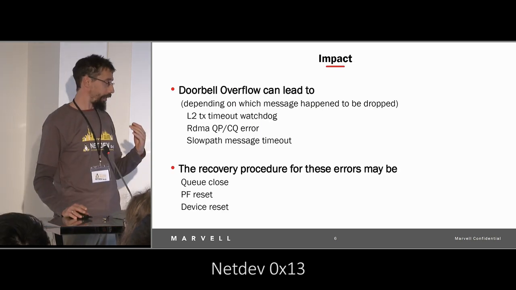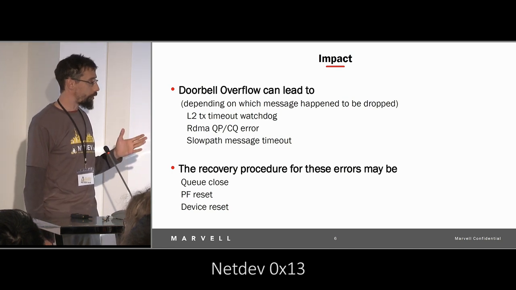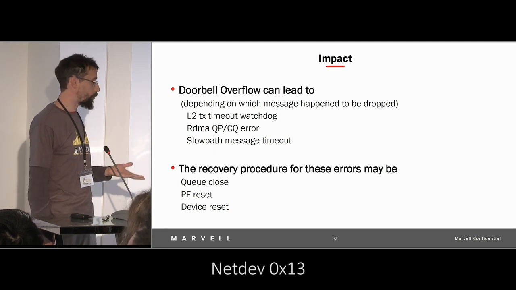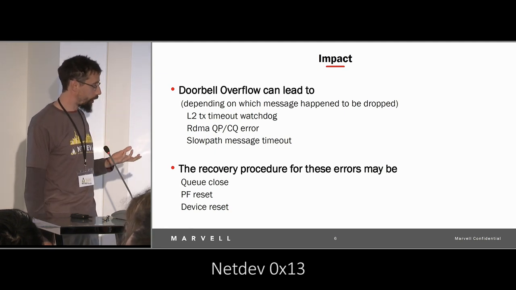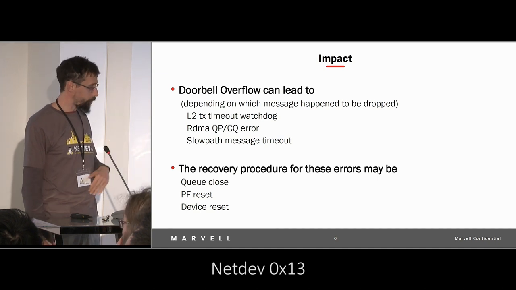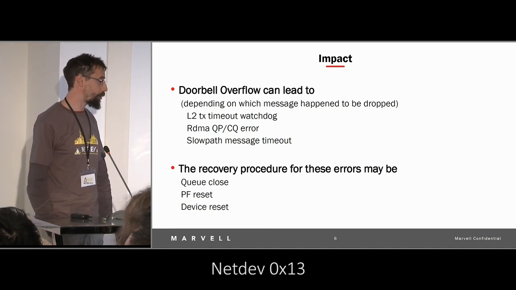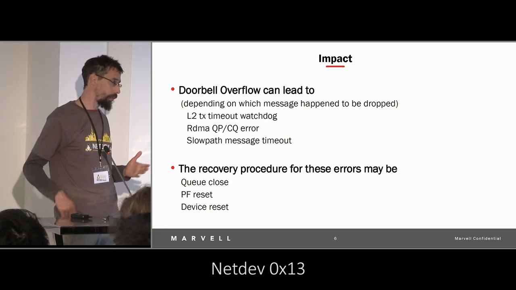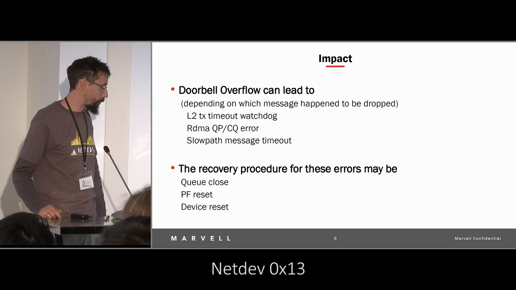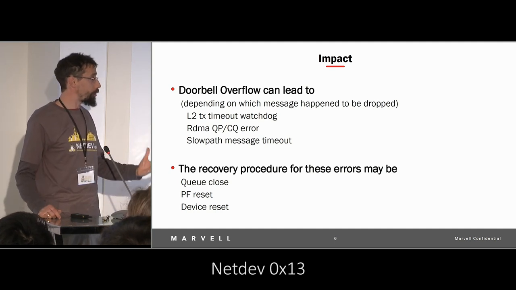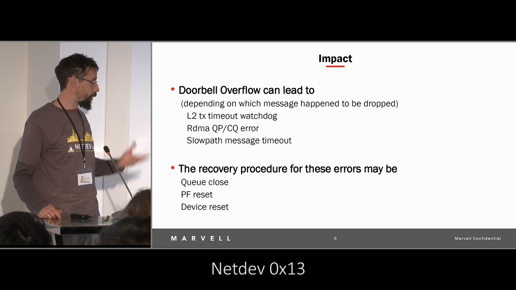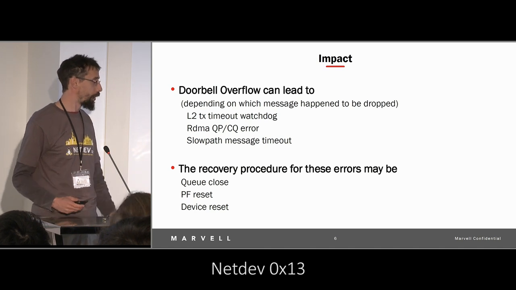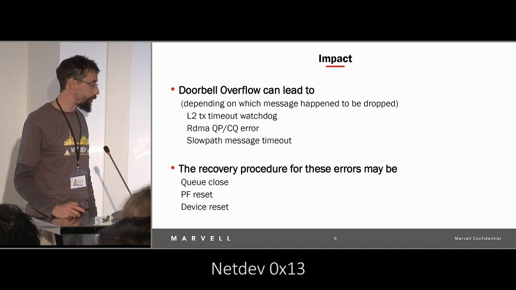Possible impacts if we do not have any recovery mechanism for losing doorbell messages could be the L2 TX timeout watchdog, which probably everybody knows. If it's an L2 or an RDMA, we can get a QP or CQ error. If it's a slow path queue that had its message dropped due to the overflow, then we have a slow path message timeout. And the recovery procedures for these errors can be pretty painful. A queue could close, the entire PF device would be reset, or the entire device would be reset. So we definitely want to avoid these types of errors.